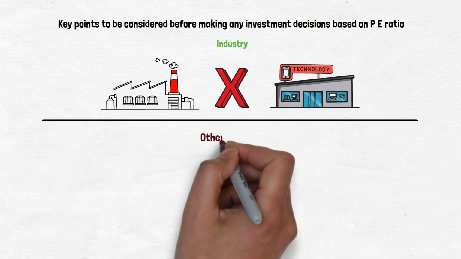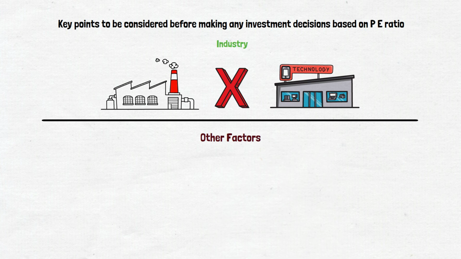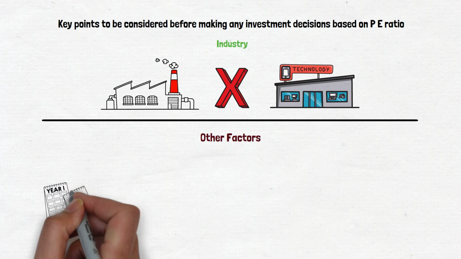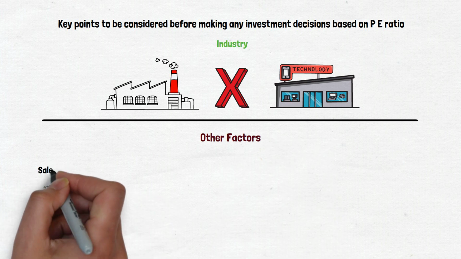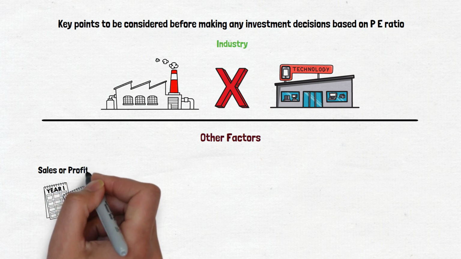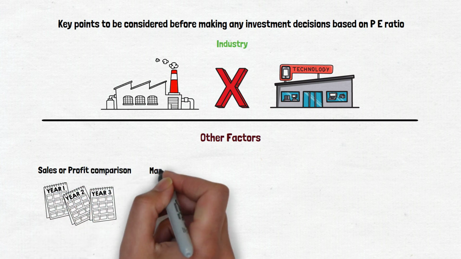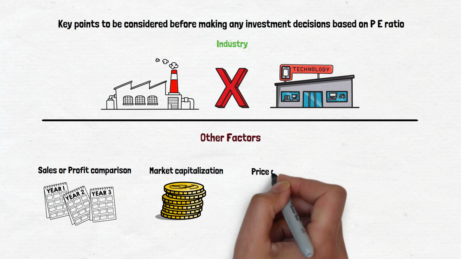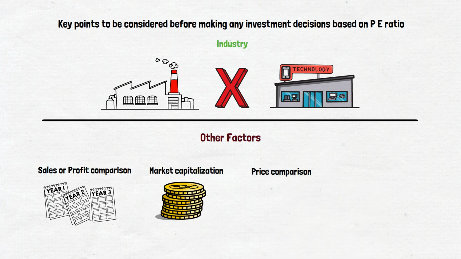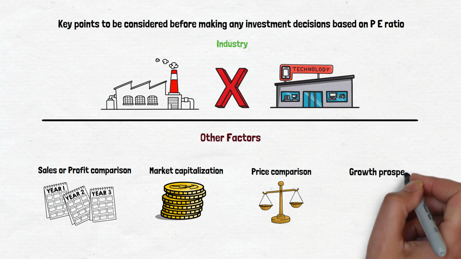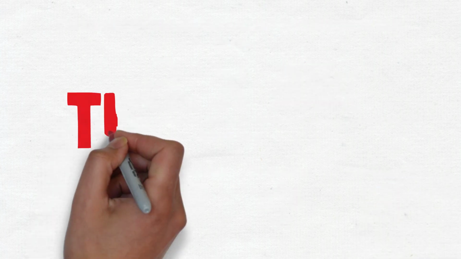Number 2. PE ratio should not be the only criteria used to evaluate the price of a share. There are certain other factors that should be considered while making an investment decision, such as year-on-year sales or quarter-on-quarter profit growth of a company, market capitalization, price comparison between current market price versus daily moving average price of the share, future growth prospects of a company, etc.